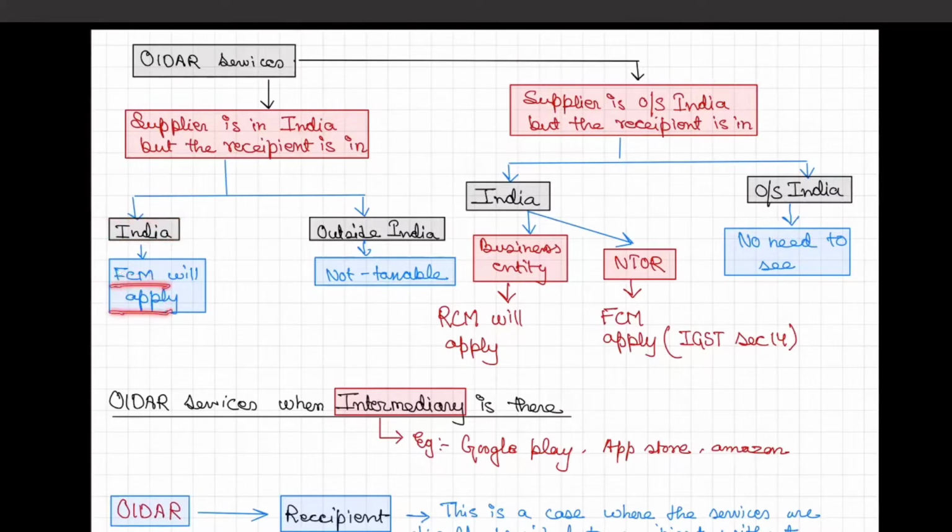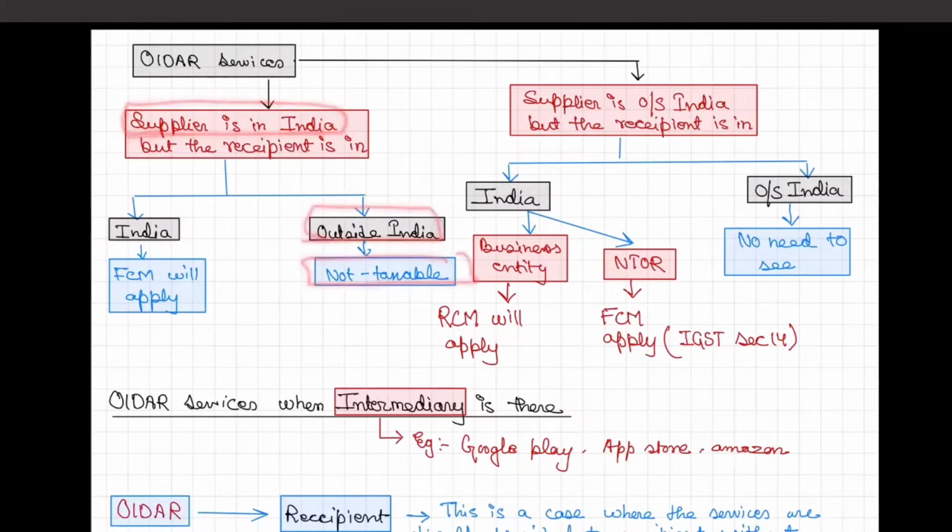So the thing is simple when the OIDAR is in India only. Whether to taxable or to non-taxable, whatever it is, forward charge will apply, because our government can catch that OIDAR, saying that you have provided services, deposit that tax. But if the supplier, meaning OIDAR, is in India and the recipient is outside India, it is not taxable, it is exempt.